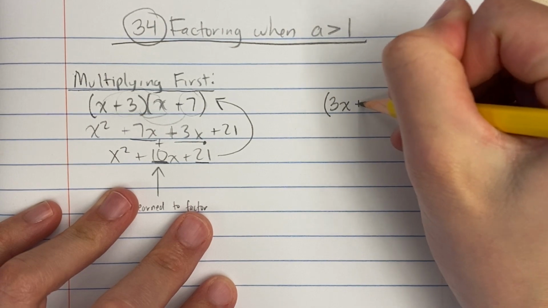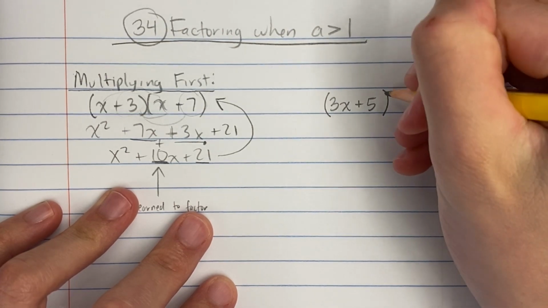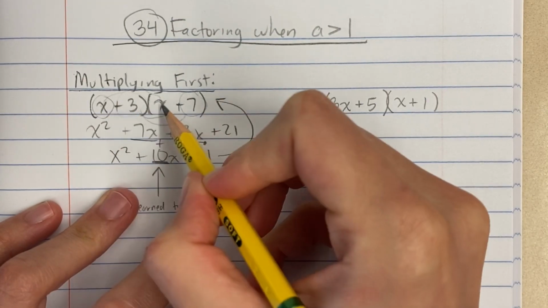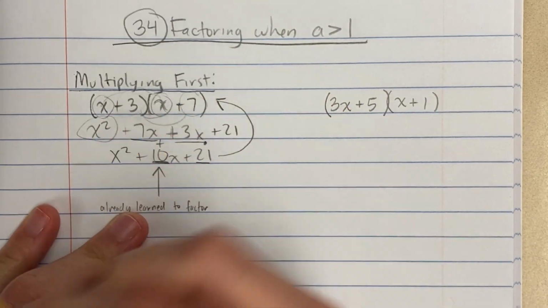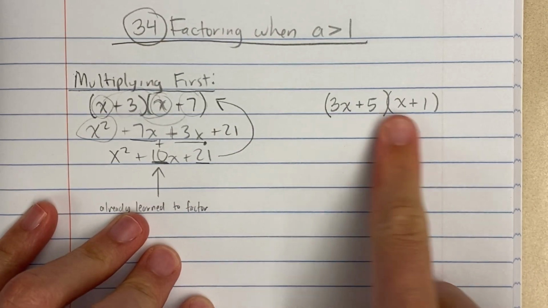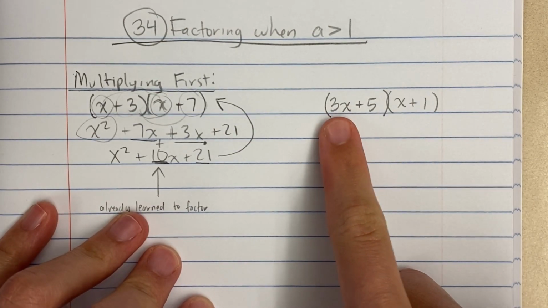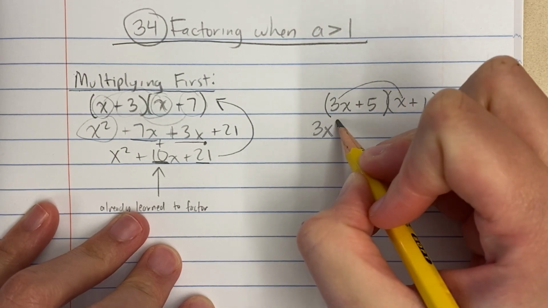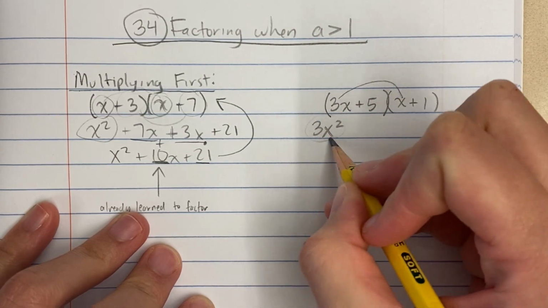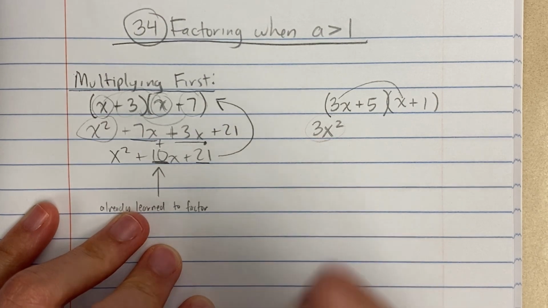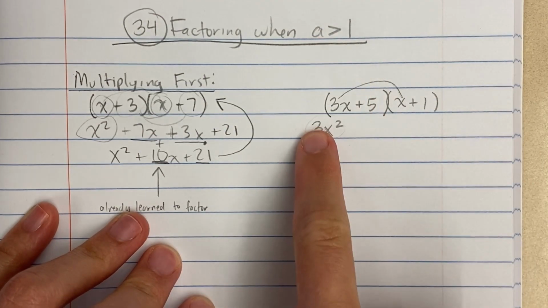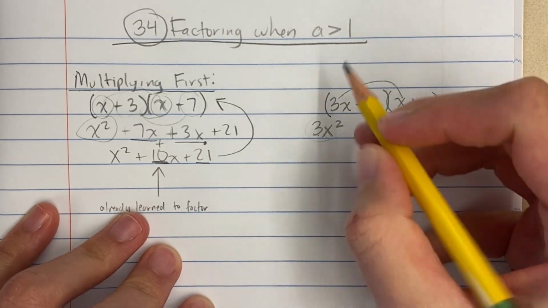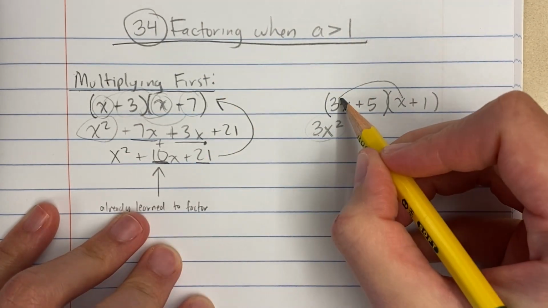Now notice what's different here. The big difference is that here I had x, and it became x squared. Here, that's no longer the case. I have 3x times x, and that becomes 3x squared. So this right here is not just a 1x squared anymore, and that's the big difference. This number right here is called a, and now a is going to be greater than 1. It's not going to be 1 anymore. Right here it was 1. Okay, let's keep multiplying.